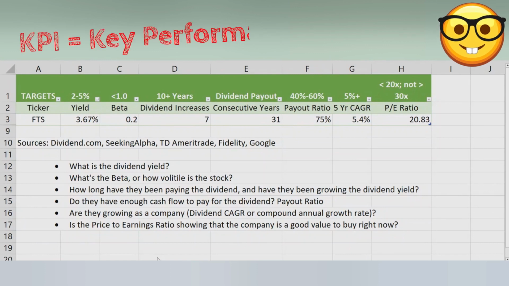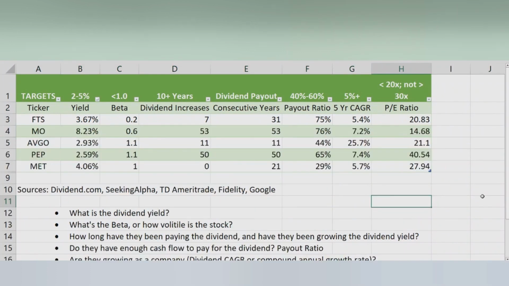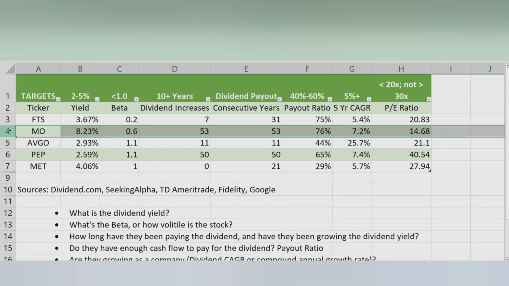Okay, so now you have a good sense of what the KPIs are and maybe even where to get them and some of the sources that I like to use that are free and paid and inside your brokerage. Now let's take a look at other stocks just as a point of comparison. And I just picked a variety so that you could see the wide swings. So what does Mo look like?